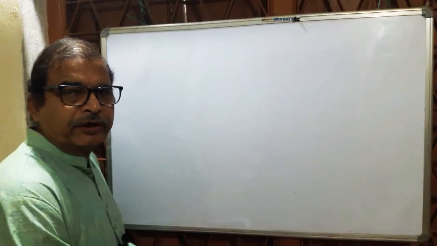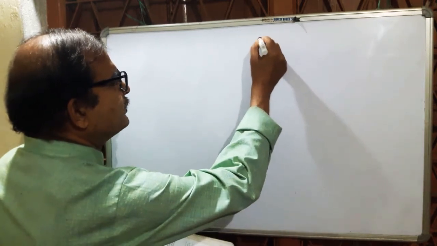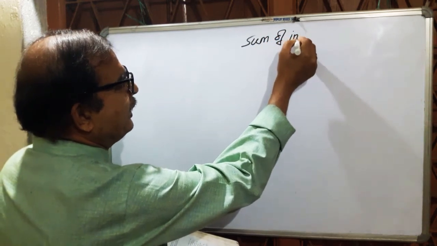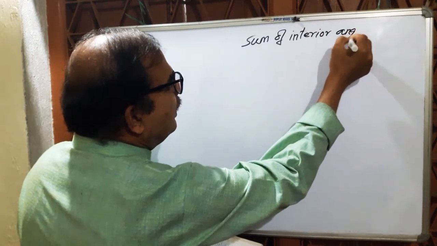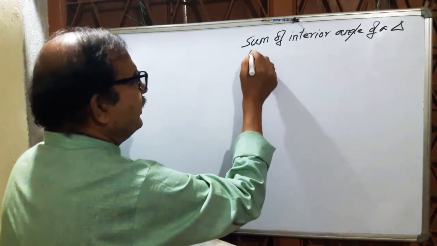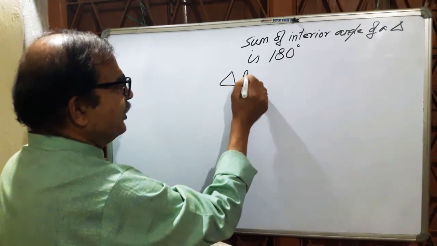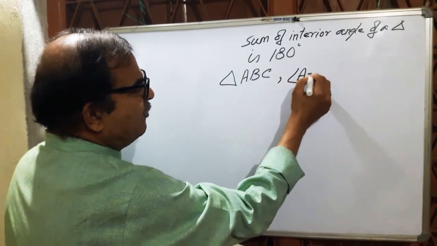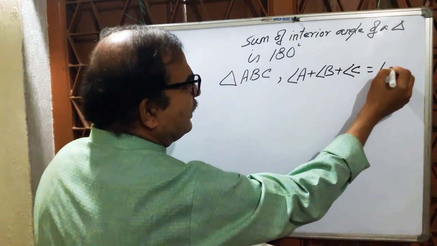क्वेश्चन आया हुआ है ज्योमेट्री का, मैं उसको सॉल्व कर रहा हूँ। देखिए, सबसे पहले बात है सम ऑफ इंटीरियर एंगल ऑफ ए ट्रायंगल इज 180 डिग्री। आपको एक चीज हमेशा याद रखना है, दैट मीन्स इफ द ट्रायंगल ABC, that means angle A plus angle B plus angle C equal to 180 degree.